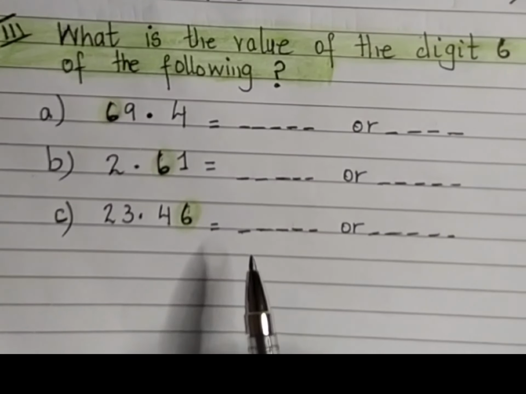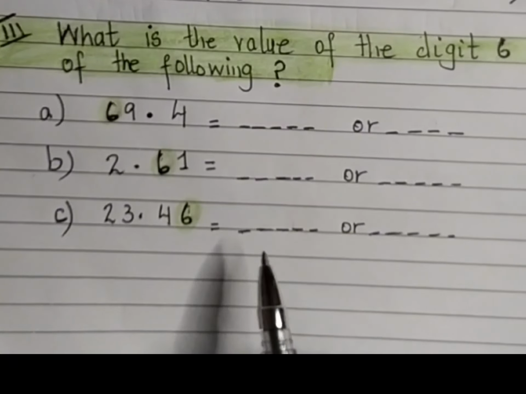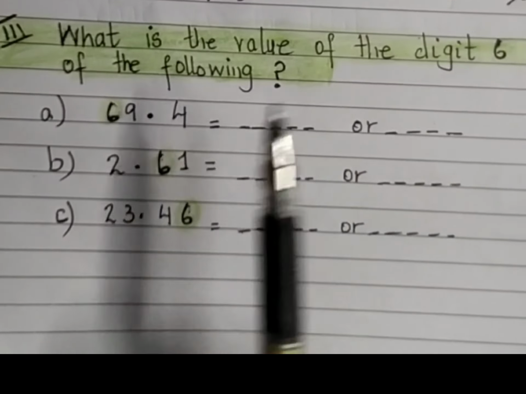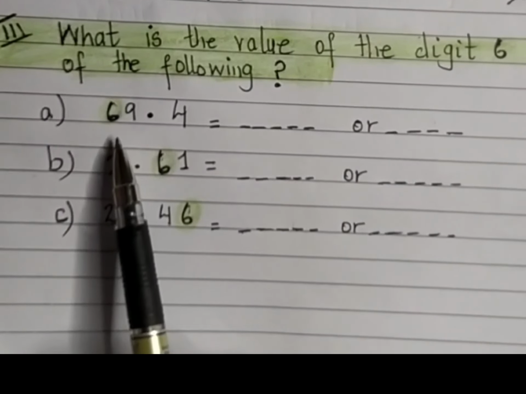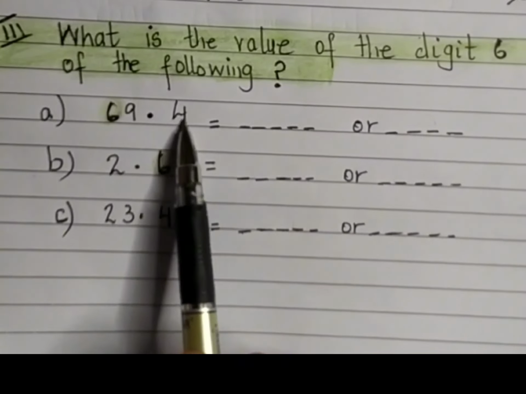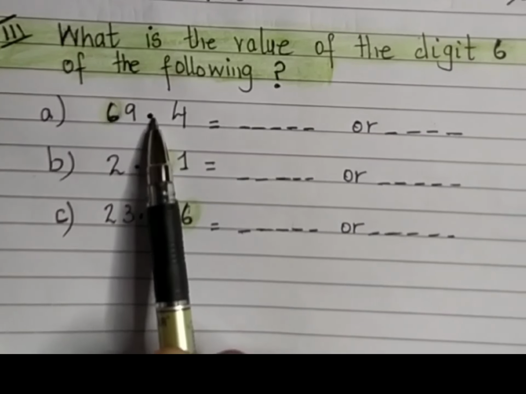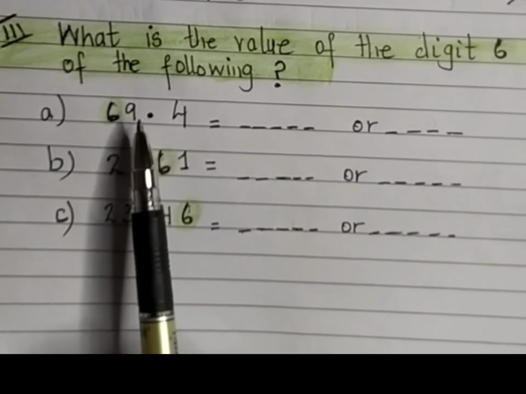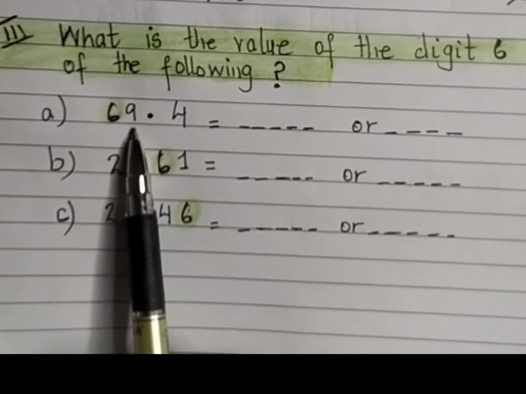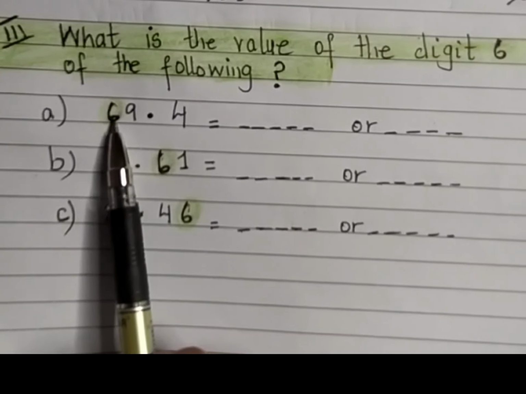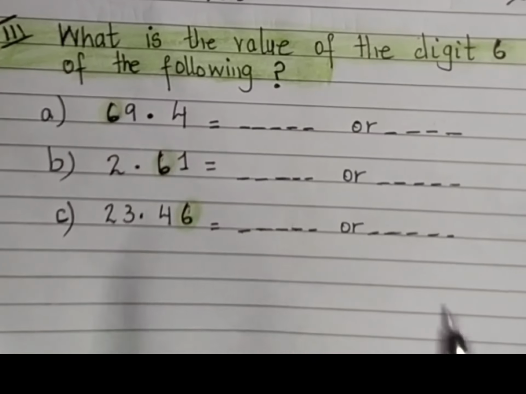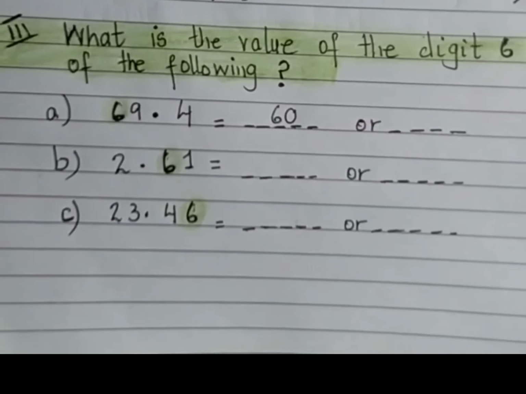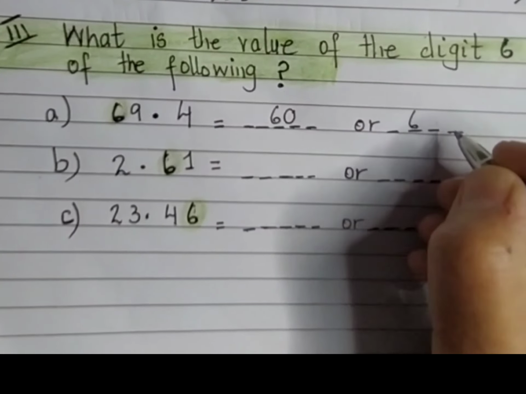Now we have the third question. What is the value of the digit 6 in each of the following? Now you have to find out the place value basically. So we know that this is standing in the 10th place. All the numbers that are before the decimal point are your whole numbers. Okay. So the first place that you see here is ones, and the second place that you see is tens. So you can write in figures also 60 like this, or you can also write 6 tens.